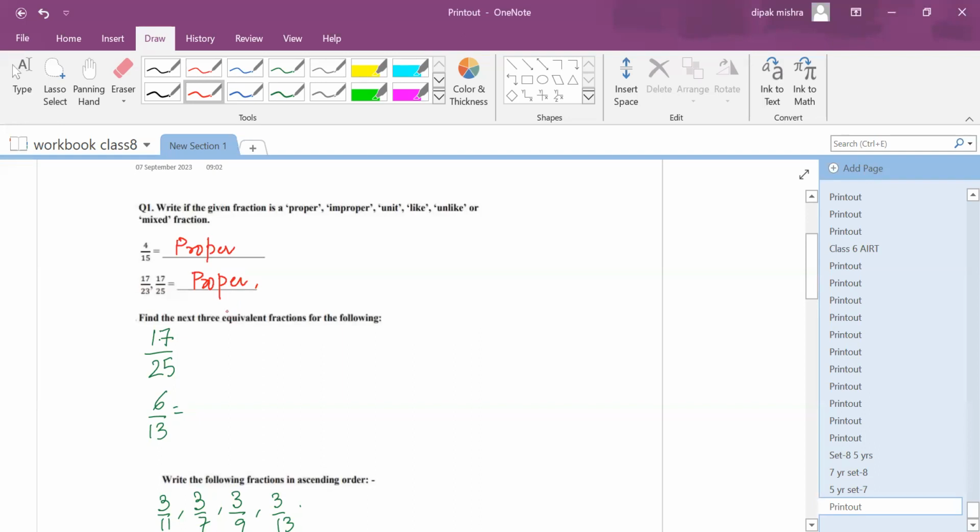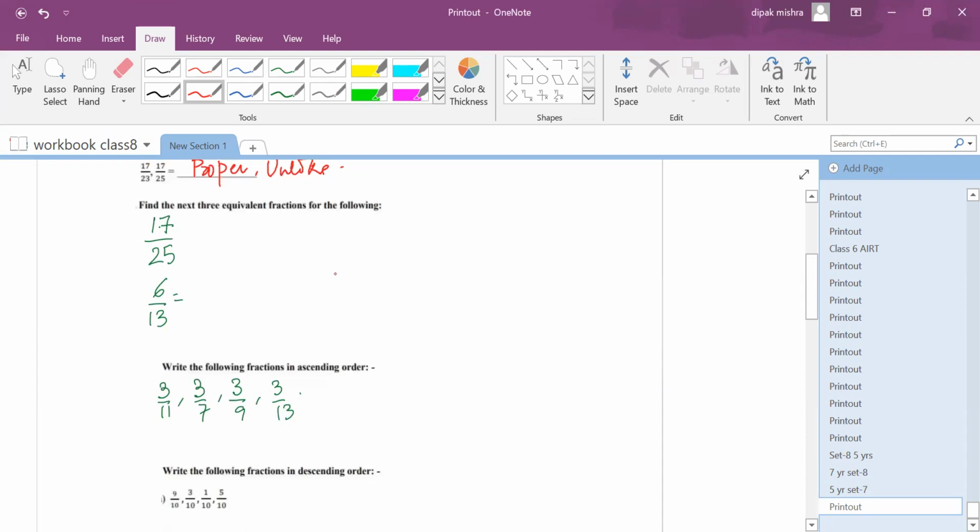So it's a proper fraction, and whether it is like, unlike, or mixed fraction. Like fractions are those where the denominators are the same. When the numerators are different, but the denominators are same, right? So they are not like fractions, they are unlike fractions.